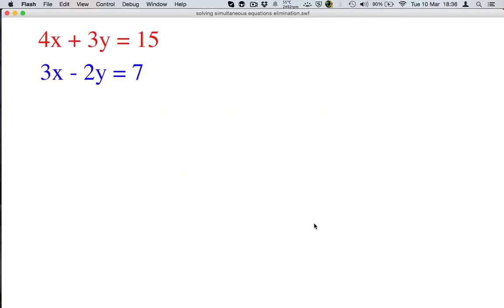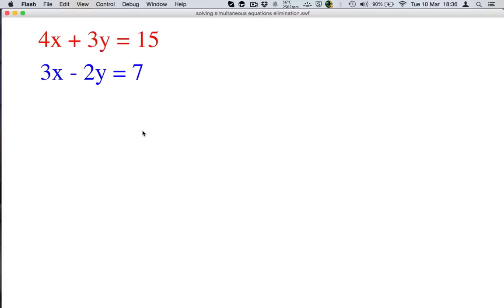So, here are our equations. First of all, we want to make sure that they are in the same order. Notice how in the red equation we have x's, then y's, then a number. The blue equation follows a similar pattern. It has x's, then y's, and then a number. So that means we're good to start.